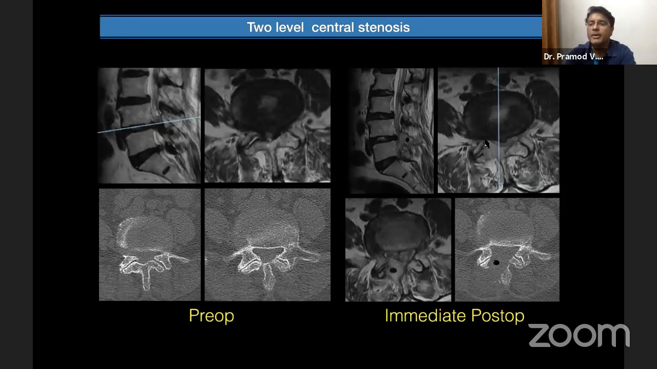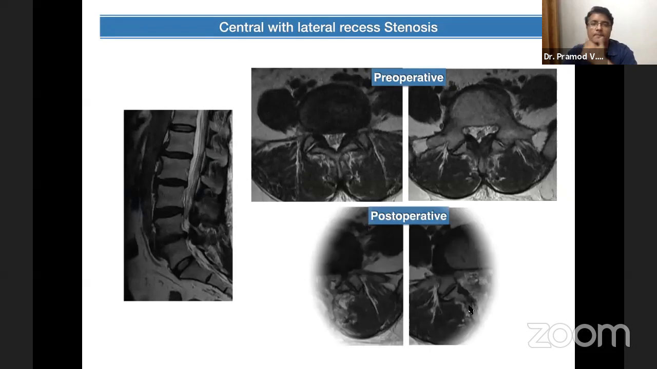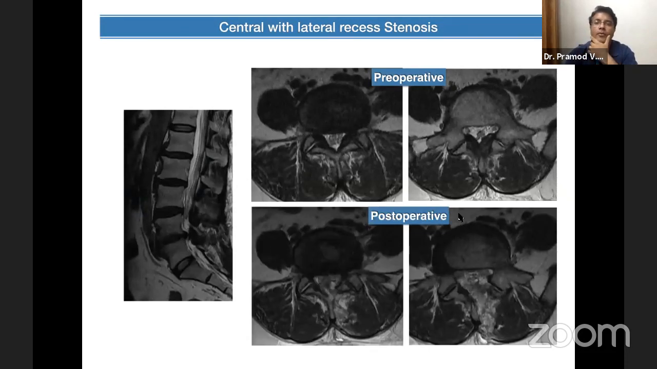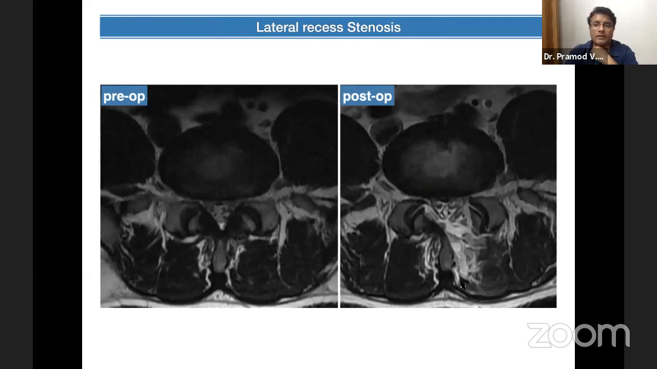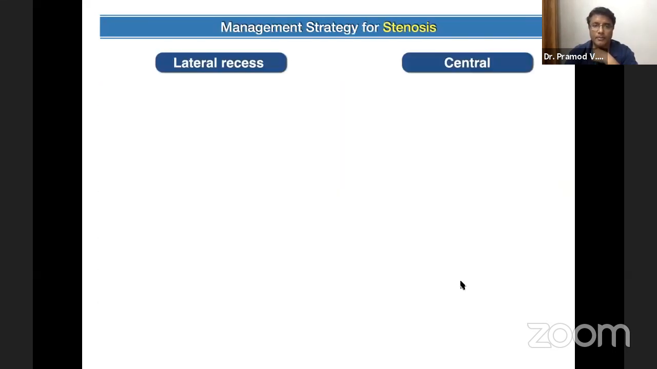This is done immediately after a couple of hours. You can see a small amount of hematoma there. But this is the air pocket there. And you can see how well the space is expanded. And this is the post-operative CT scan. Another case, pre-operative lateral recess stenosis, hypertrophic flavum, and you see the post-operative widening of the spinal canal. This is another case of lateral recess stenosis, pre-operative and post-operative images.